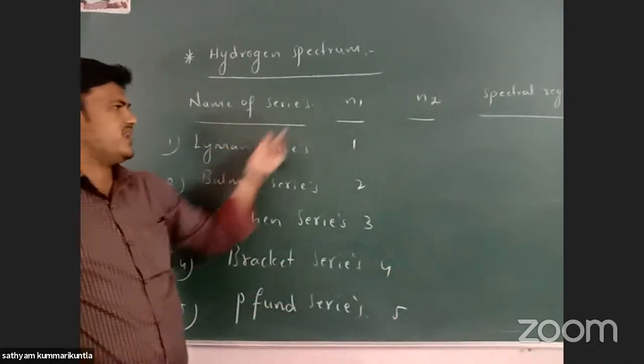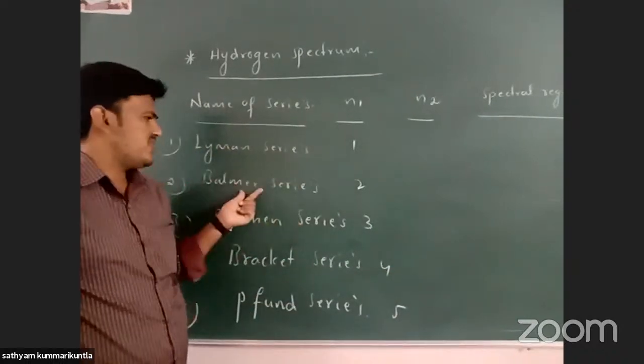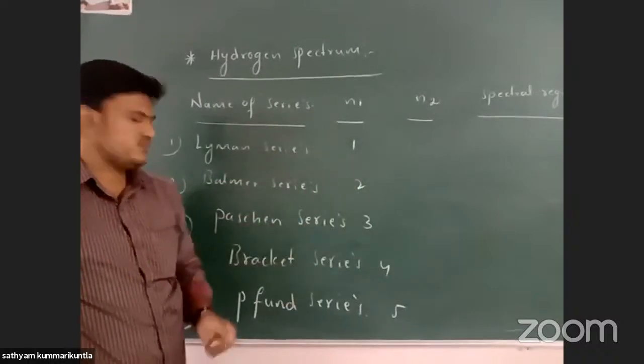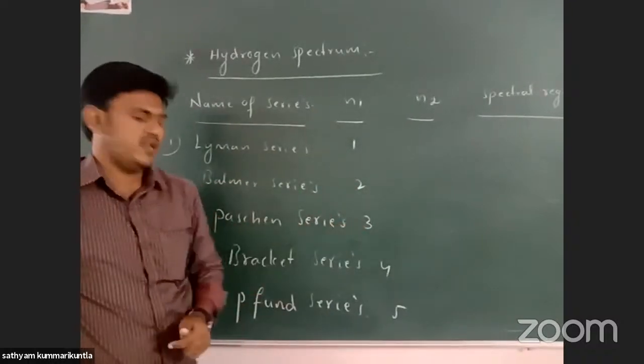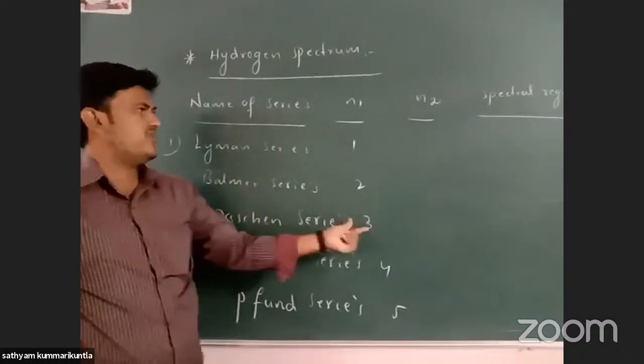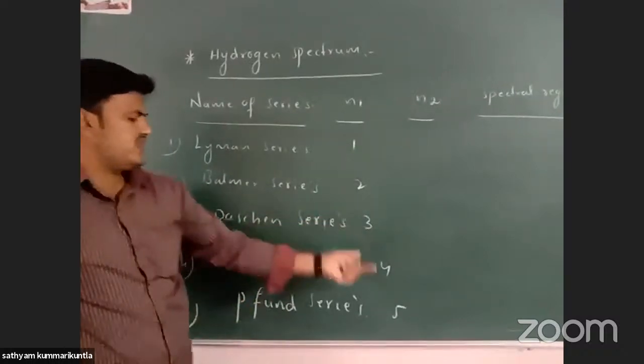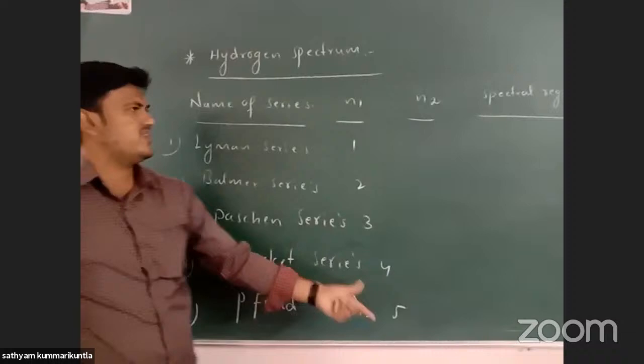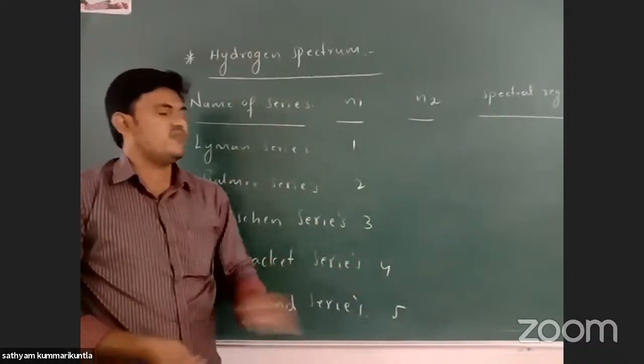So in Lyman series, N1 value 1. Balmer series, N1 value 2. Paschen series, N1 is equal to 3. Brackett series, N1 is equal to 4. Pfund series, N1 is equal to 5. 1, 2, 3, 4, 5.